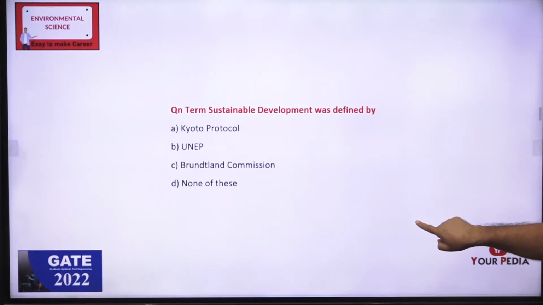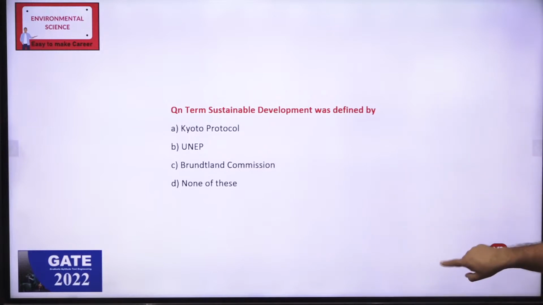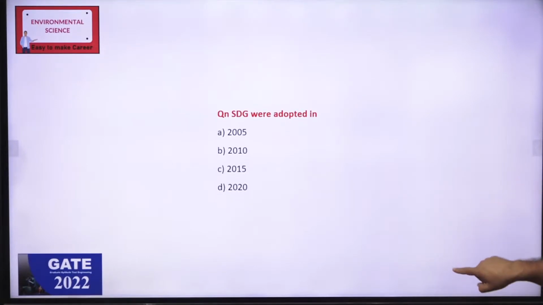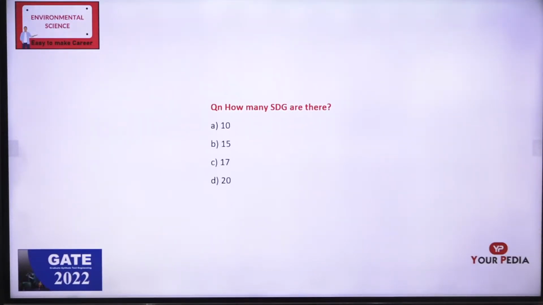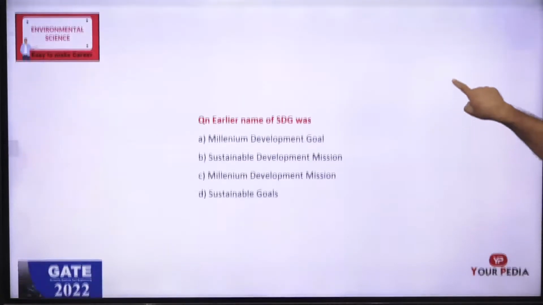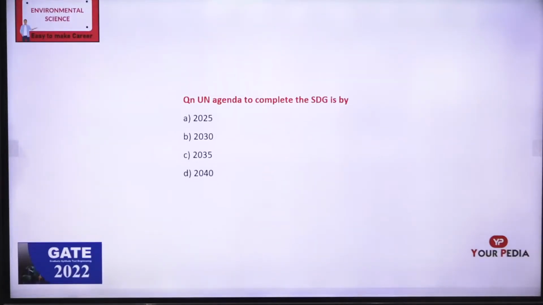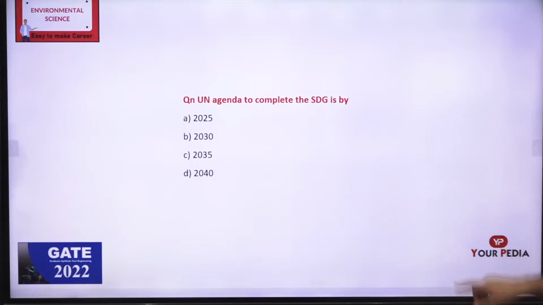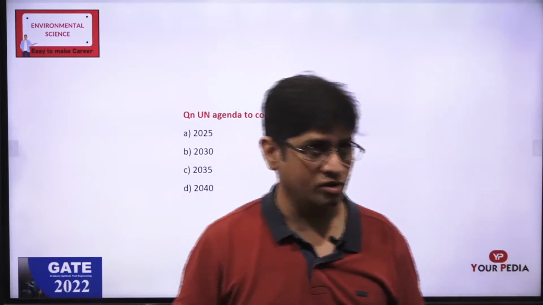The term sustainable development was defined by the Brundtland Commission. If I am in a position to pronounce it properly, C is the answer for that. कब अडॉप्ट किया था सस्टेनेबल डेवलपमेंट गोल्स को? 2015, when the time tenure of the millennium development goals was over. How many are there? There are 17 sustainable development goals. What was the earlier name of sustainable development goals? Millennium development goals was the earlier name. The United Nations agenda to complete sustainable development goals is by which year? That year is 2030. By that time we will complete sustainable development goals. I hope this is clear to you. So that is how we are going to end it.